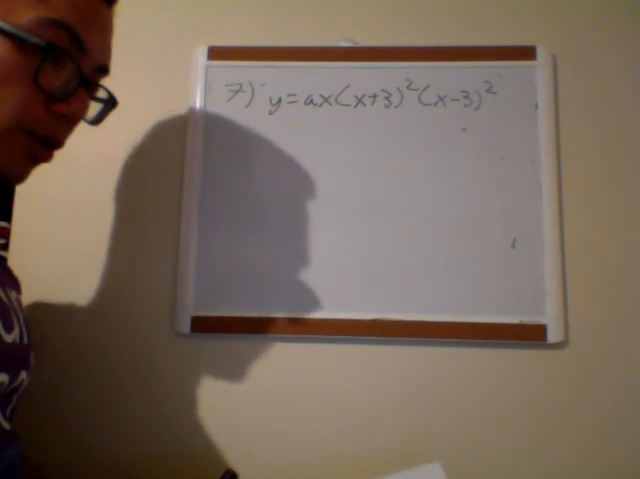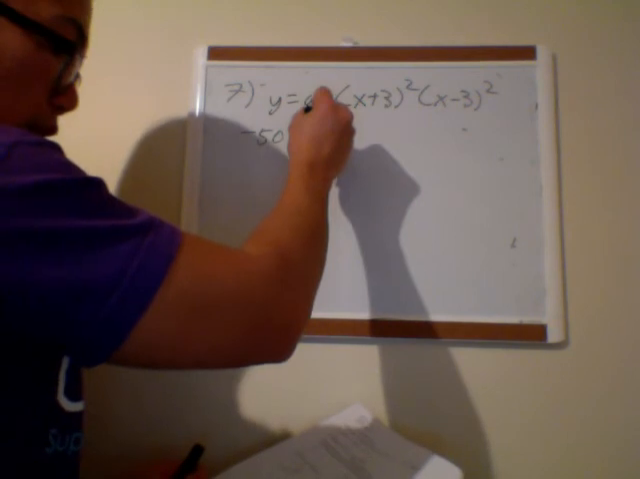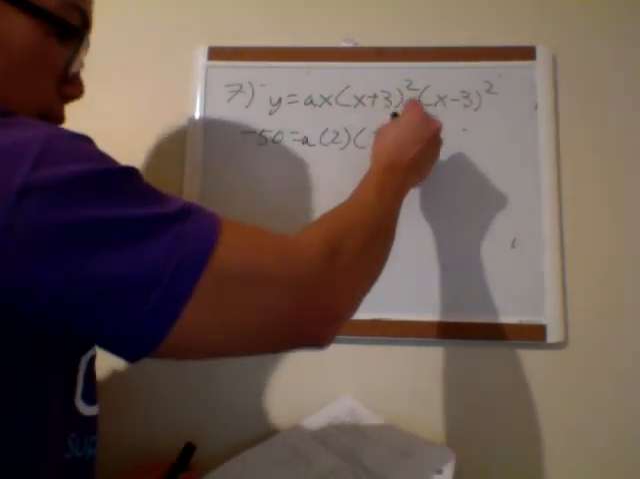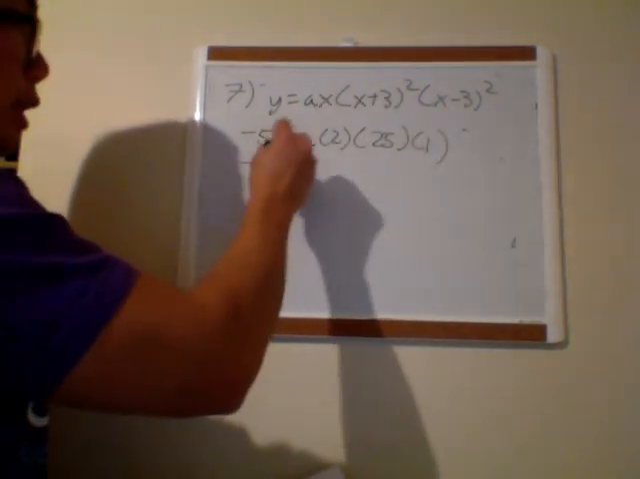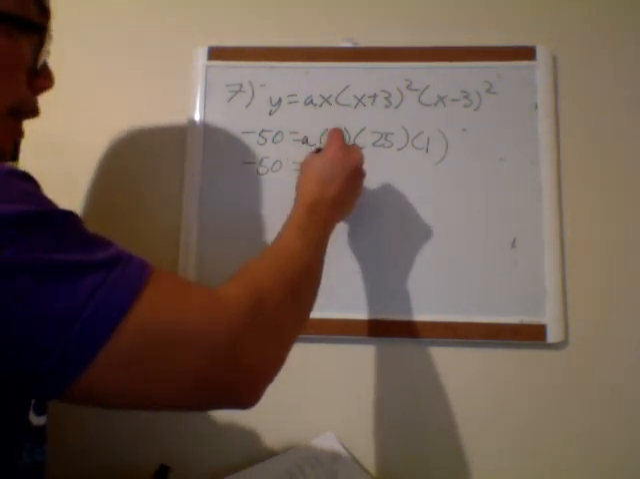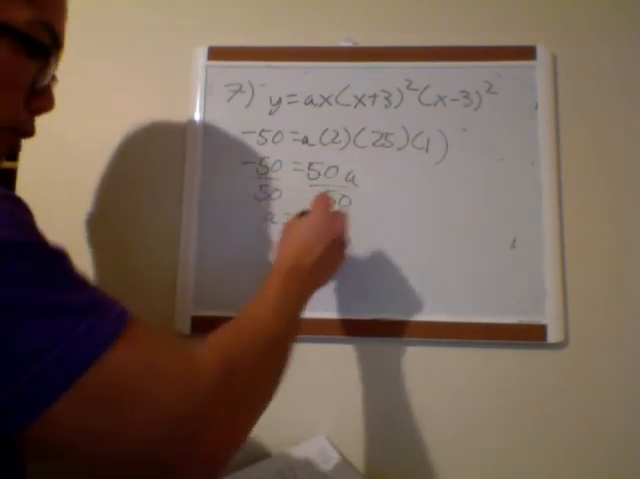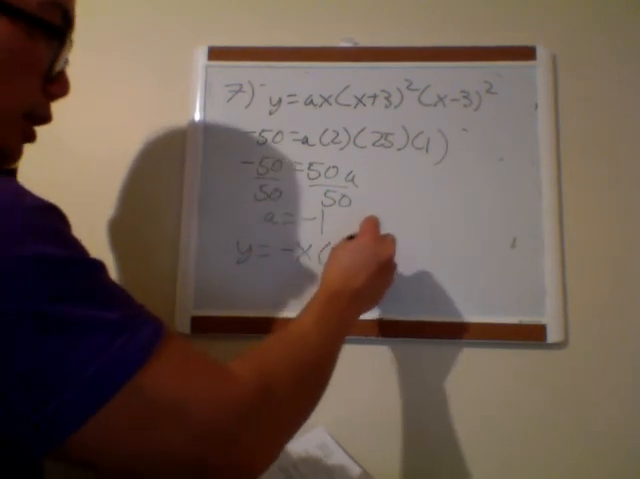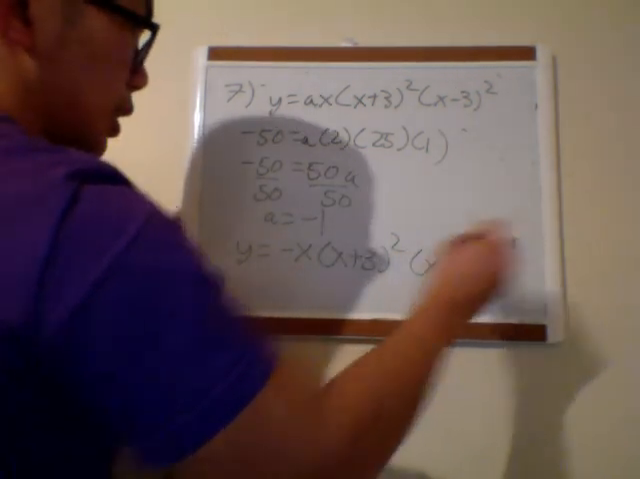And then if I know it goes to the point (2, -50), so -50 is equal to a times 2 times 25 times 1. 2 plus 3 is 5 squared is 25, so I get -50 is equal to 50a. And so a is equal to -1. So my equation of the function should look like that.